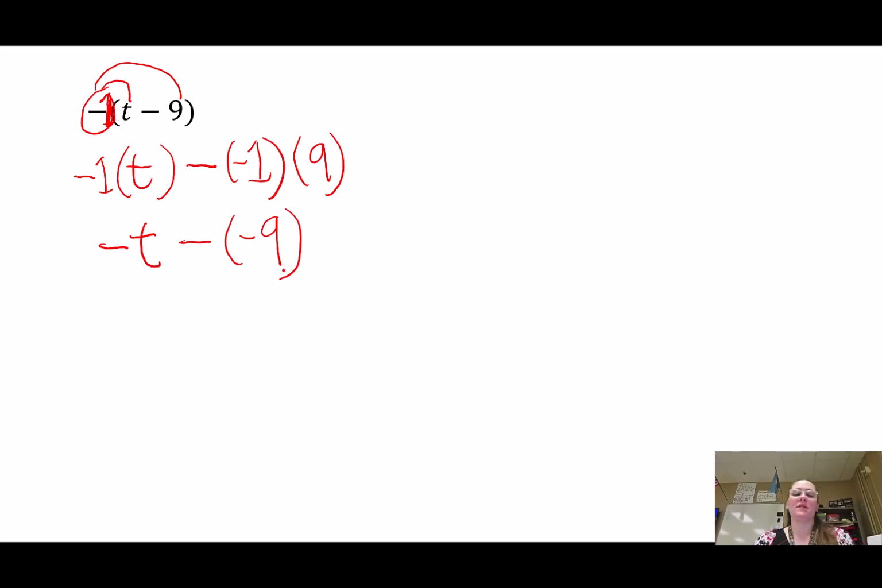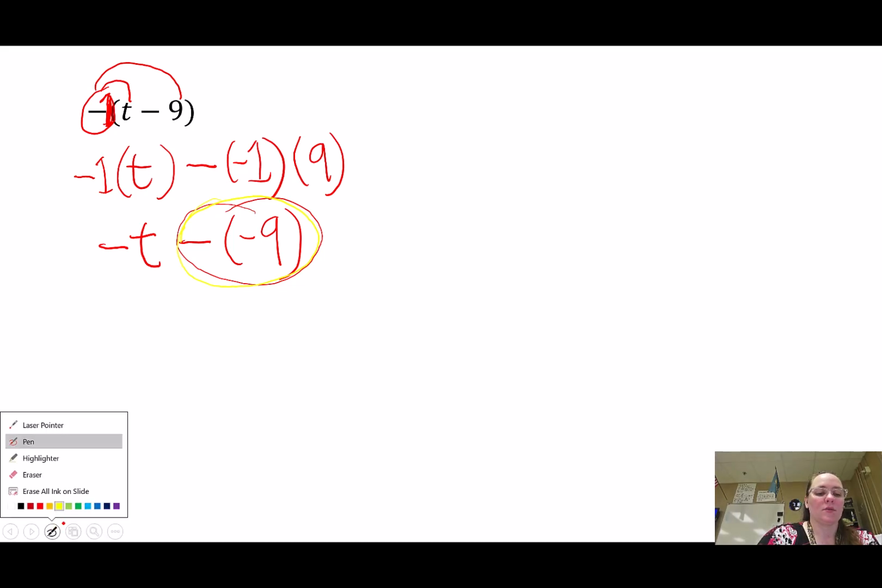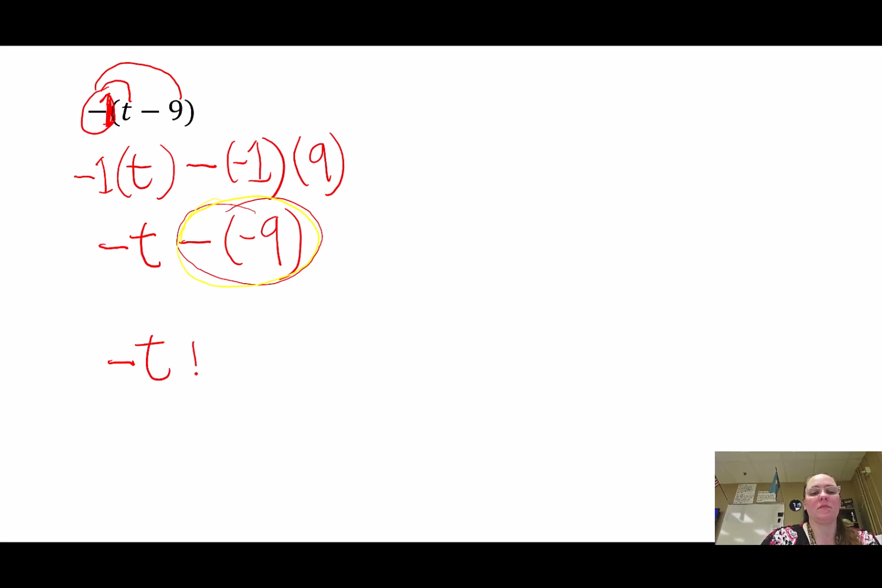And anytime we have a double negative like we do here, I'll highlight that. In this case, that double negative did not change my color like I told it to. In this case, that becomes a positive because we're saying a -1 times -9. So we end up with -t plus 9 as our final answer.